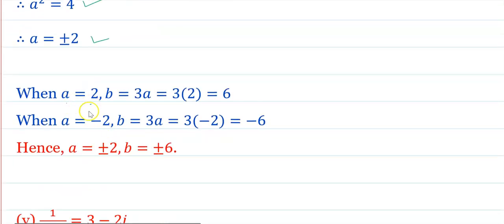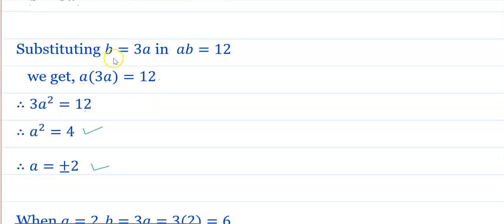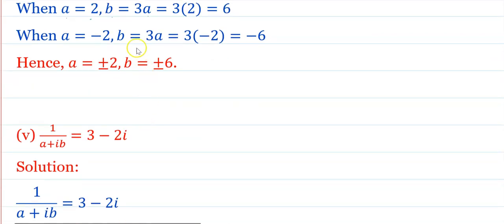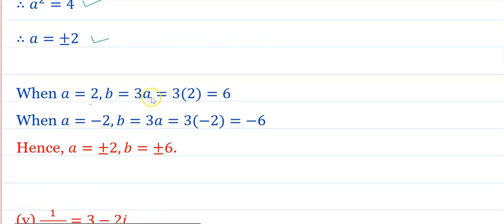Suppose that a is equals to plus 2. Then b is equals to 3a. What about the b? b is 3a. Substitute here. b is equals to 3a. a is 2, then b is equals to 3 into 2, and hence it is 6. If a is equals to minus 2, then b is equals to 3a, that is equals to 3 into minus 2, which is equals to minus 6. And hence, what are the values? a is plus or minus 2, and b is plus or minus 6.